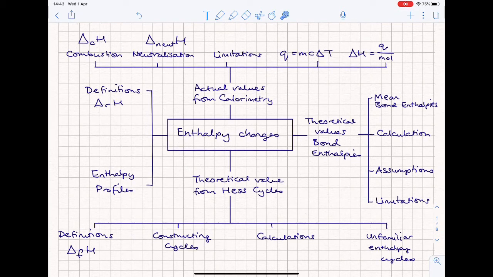Before we do that, we're going to look at enthalpy profile diagrams very briefly again and look at how we can use these diagrams to work out unknown enthalpy values and also activation energy.